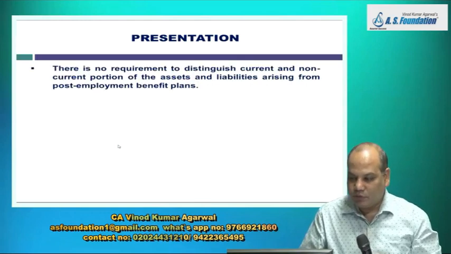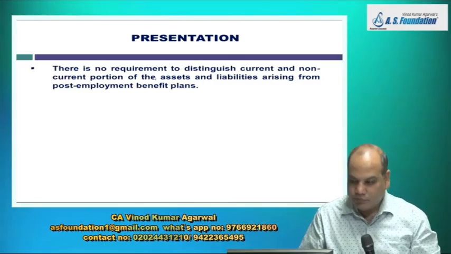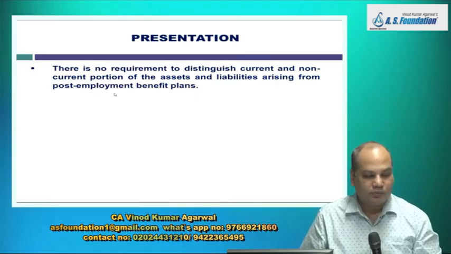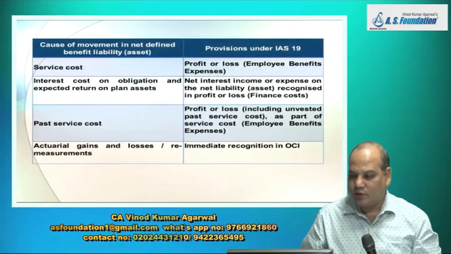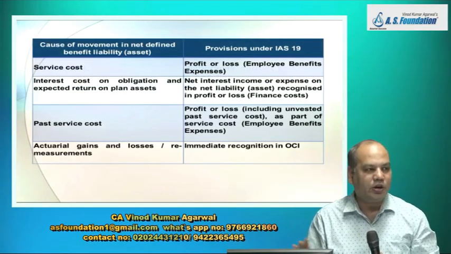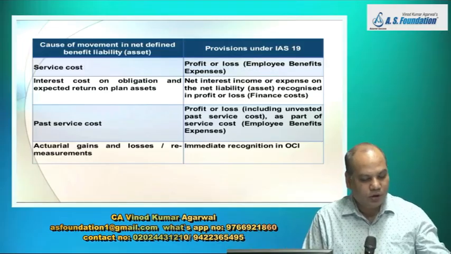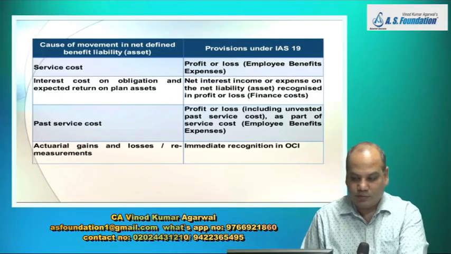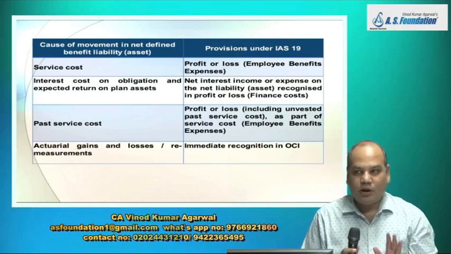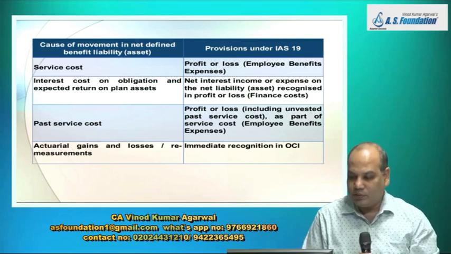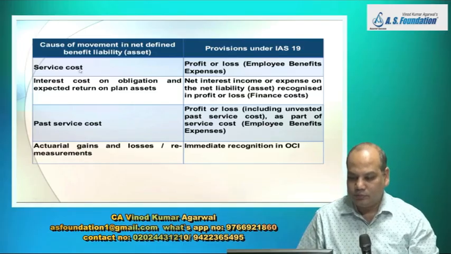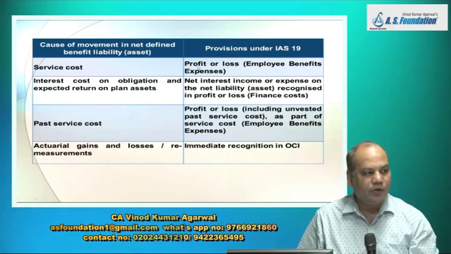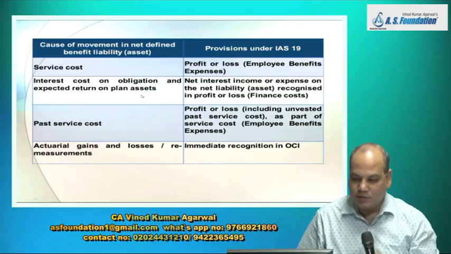Now, dear student, come to next part, presentation. There is no requirement to distinguish current and non-current portion of the asset and liability arising from post-employment benefit plan. So where do we present this liability? In non-current assets or non-current liabilities. Now we will summarize where you will present the various items arising under post-employment benefit plan. For example, current service cost will be shown in profit or loss account as employee benefit expense.